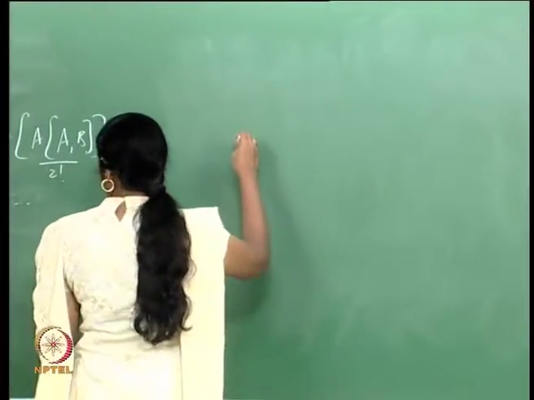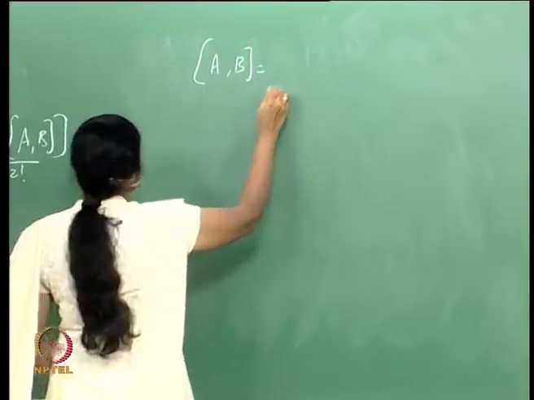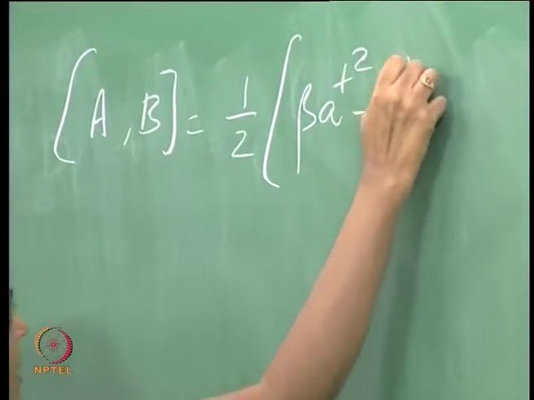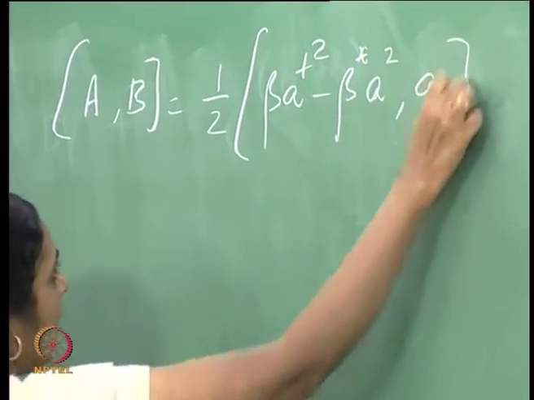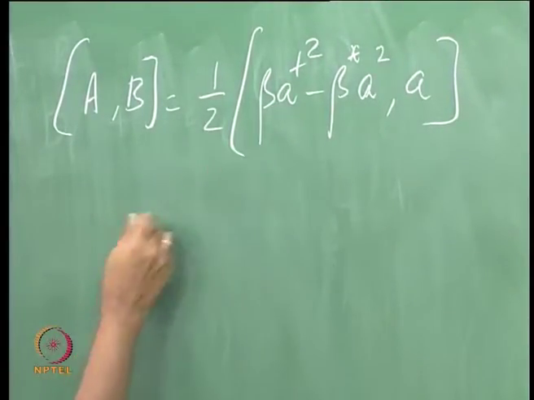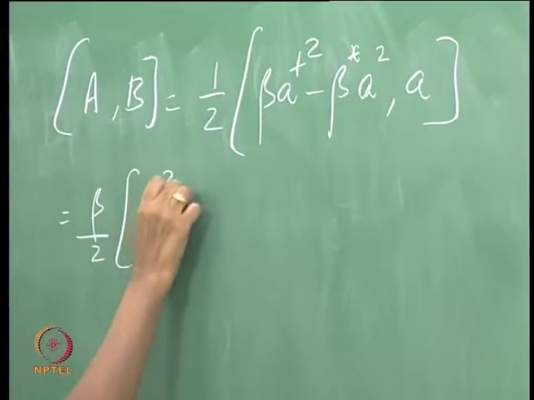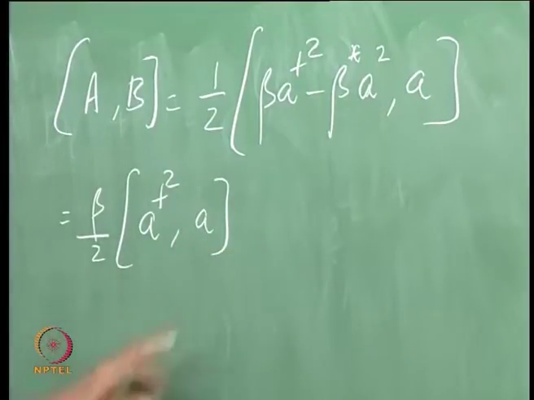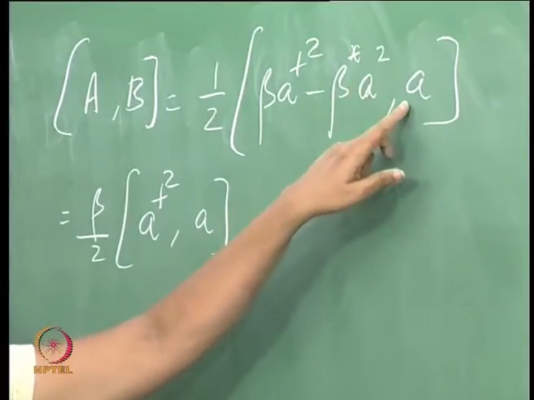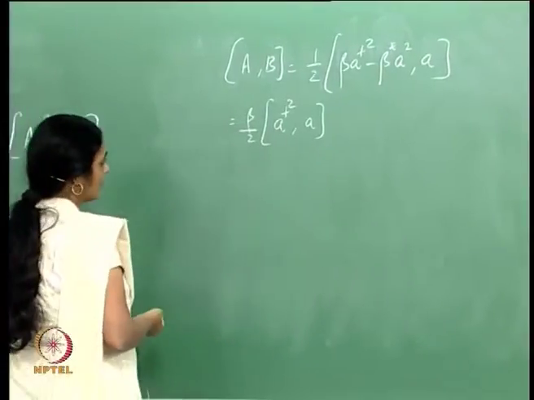So, we have commutator of A with B, which is half beta A dagger squared minus beta star A squared with A. Certainly the first term contributes. I pull out a beta and I have commutator A dagger squared with A. The second term here commutes with A because there is an A squared here and there is an A there, and any object commutes with itself or its powers.